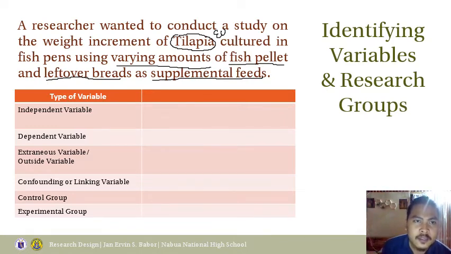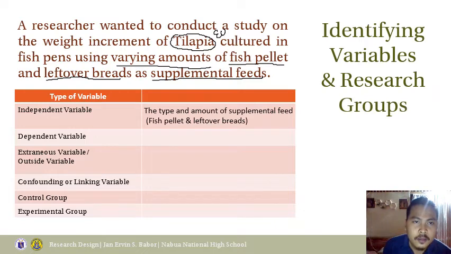Now, let's identify the variables. What is the independent variable in that study? It is the amount and the type of supplemental feed, which is fish pellet and leftover breads. Now, what is the dependent variable? It is the weight increment of tilapia.